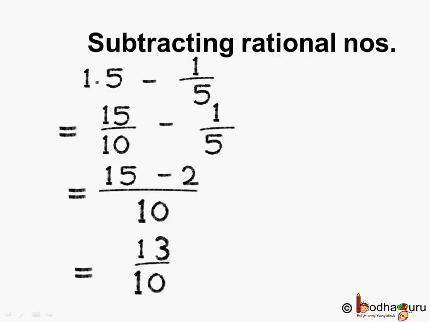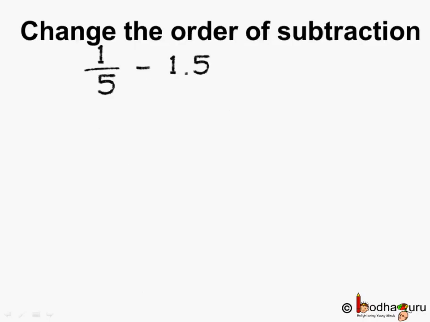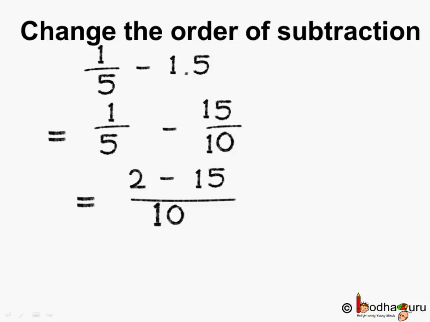Now let's change the order of subtraction. So 1 by 5 minus 1.5. This becomes 1 by 5 minus 15 by 10. Taking LCM, we get 10 is the LCM, and here we get 2 minus 15. And this is equal to minus 13 by 10.